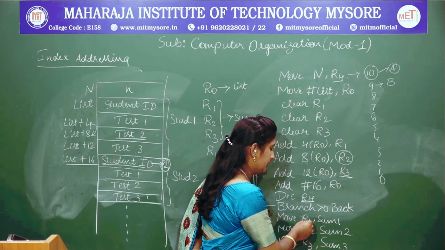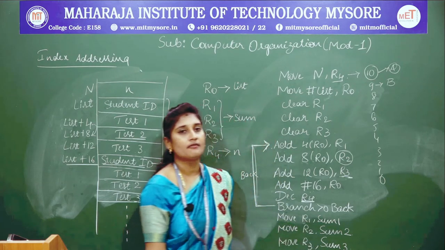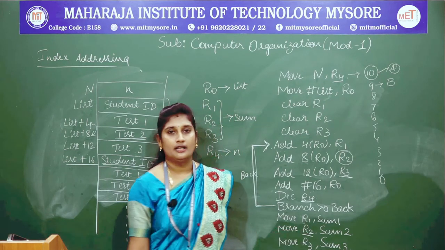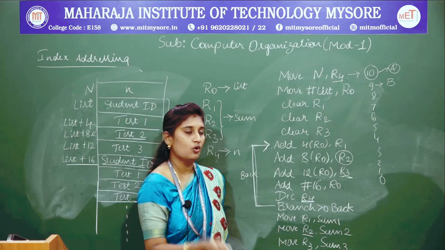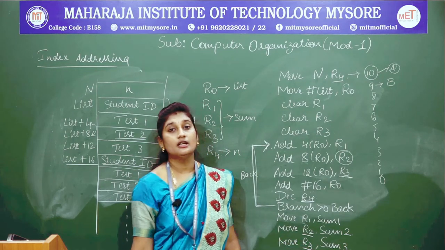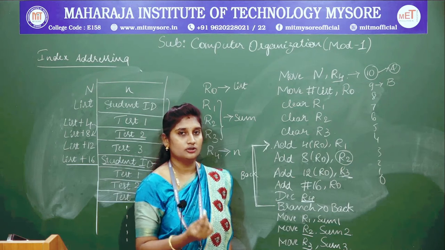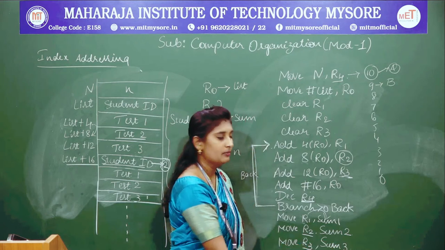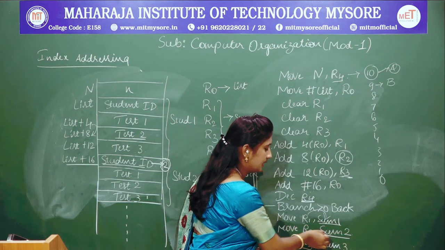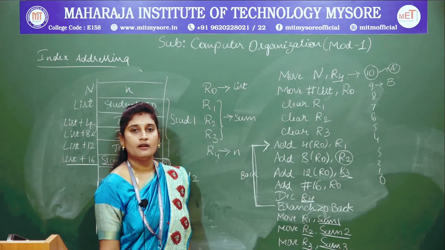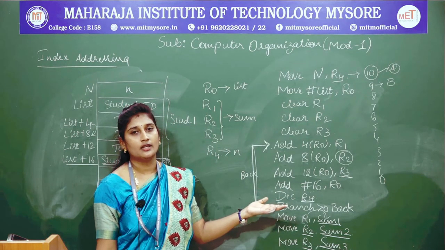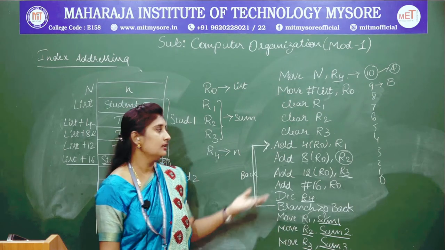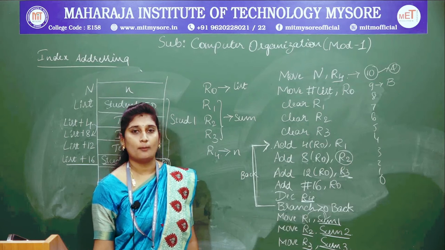Now I will be transferring these values. R1 has the test 1 scores of all the students. R2 has the test 2 scores of all the students. R3 has the test 3 scores of all the students. Now I will be transferring these values to the respective labels, that is sum1, sum2, sum3. Fine. This is how you will be calculating the test scores for all the students in all the tests. This is how your index addressing mode operates.